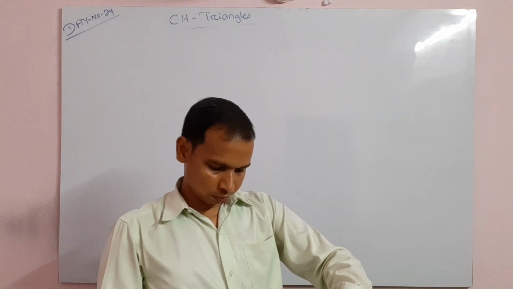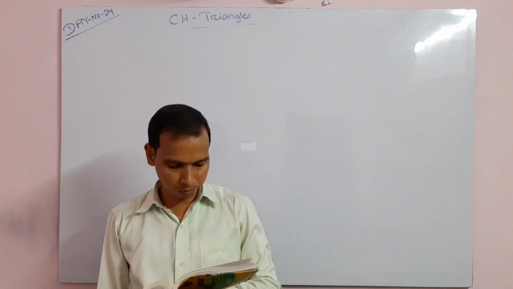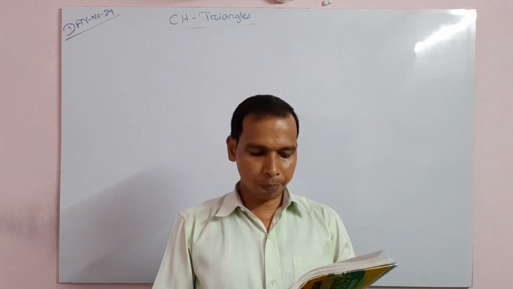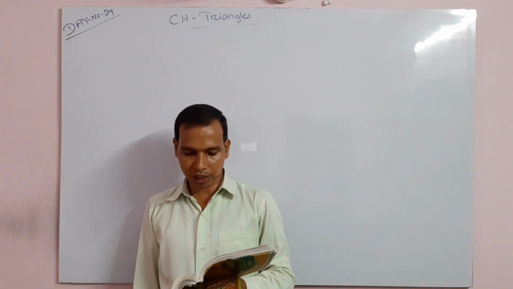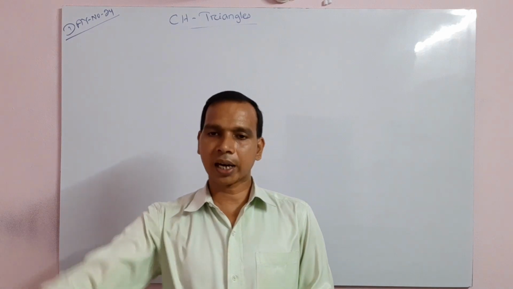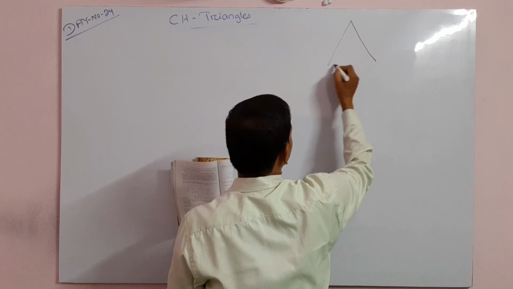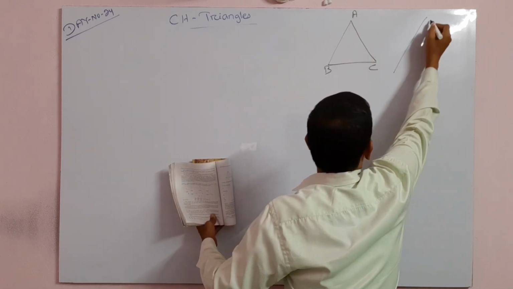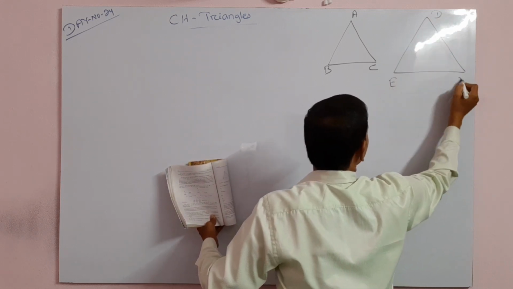Theorem 6.4. Look at page number 132 of your NCERT book. If in two triangles, sides of one triangle are proportional to the sides of the other triangle, then their corresponding angles are equal and hence the two triangles are similar. Mark these two triangles here: this one A, B, C, and another triangle D, E, F.